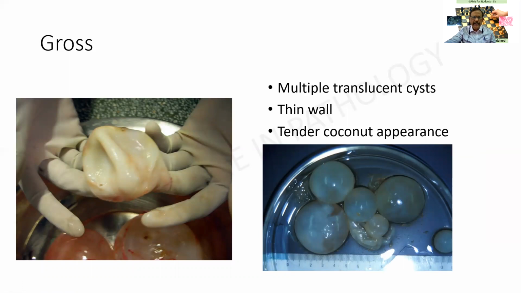This is a specimen that has been removed from a patient and it shows a tender coconut-like appearance. It has collapsed because all the material has come out, and this again shows multiple cysts which have been removed from the patient. They are translucent in appearance, thin-walled, and we used to call it a tender coconut-like appearance.